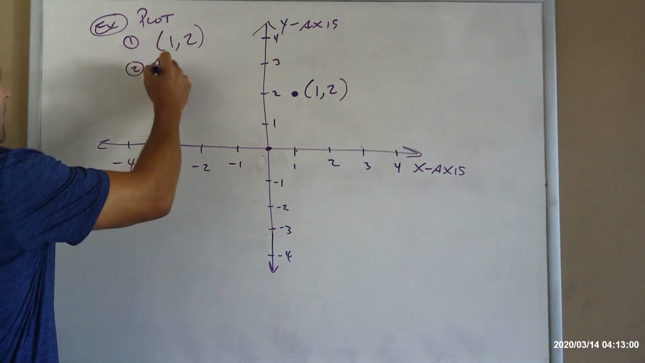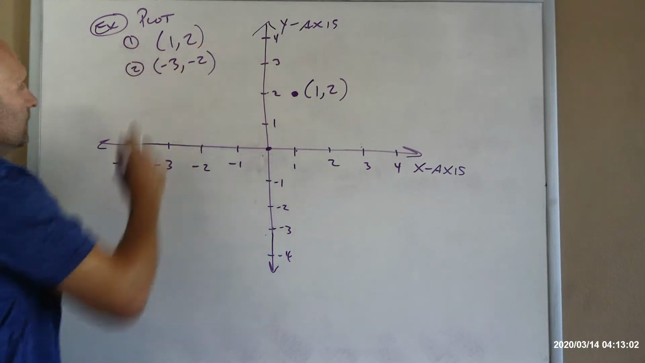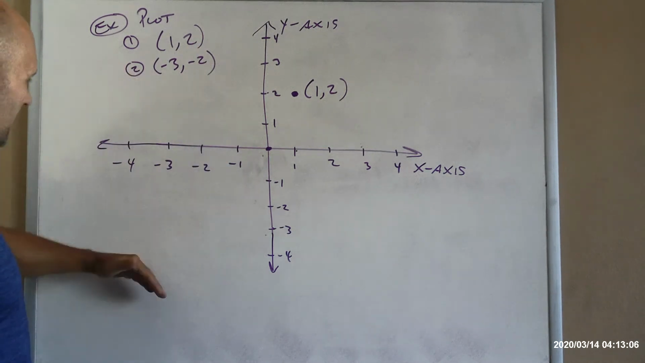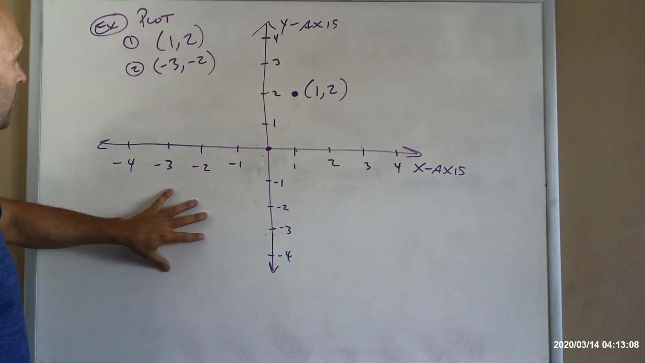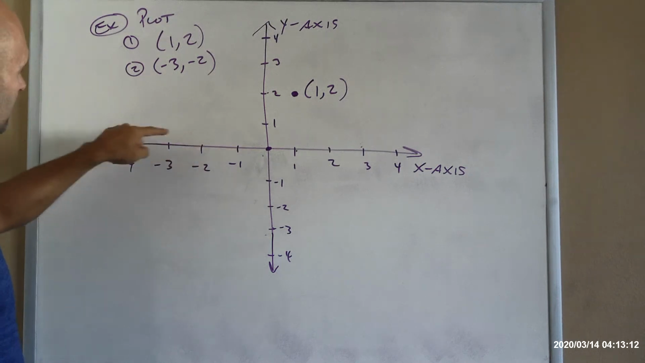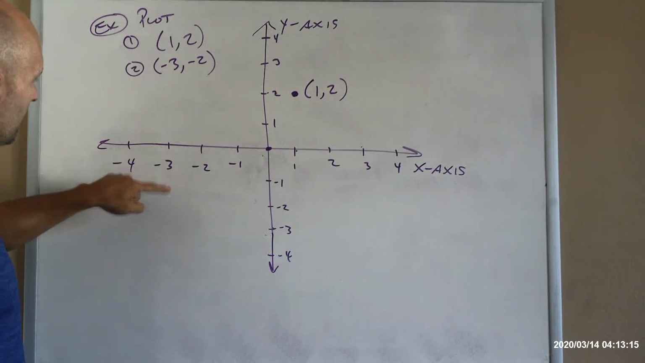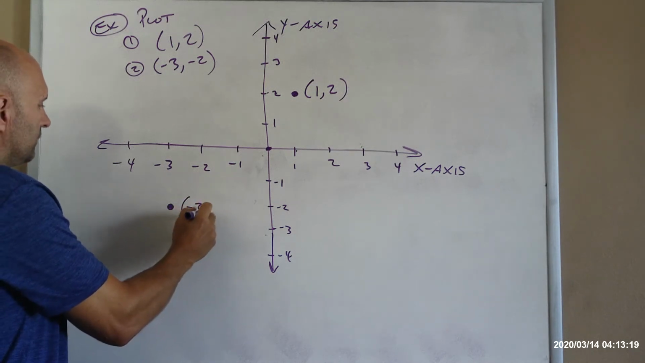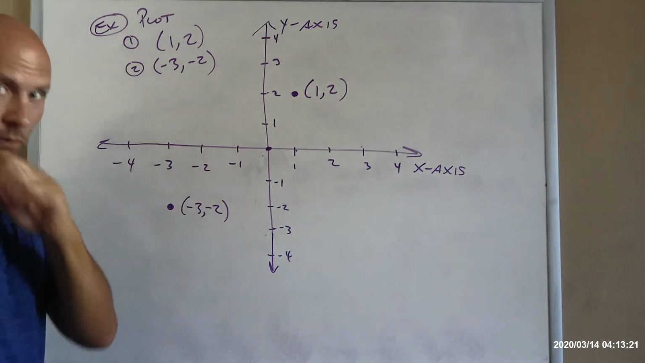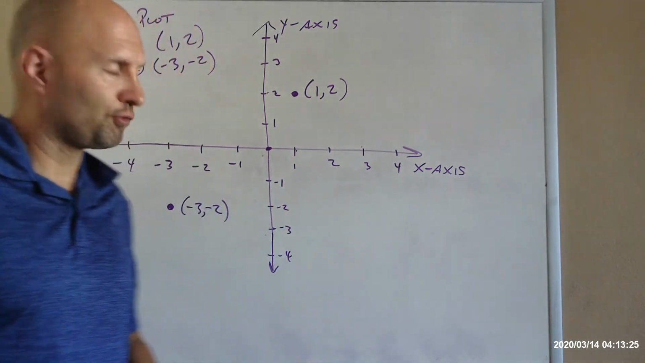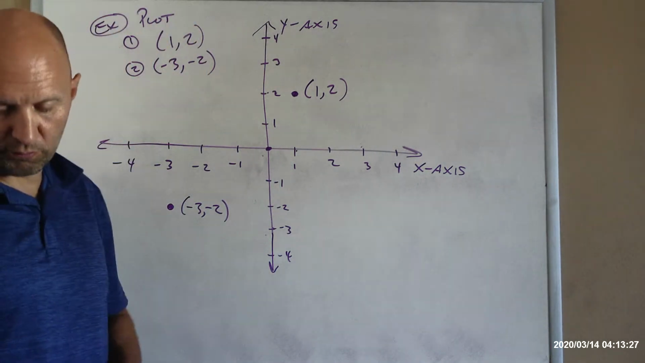How about if I plot -3, -2? Well, that's negative, negative, so I should end up in quadrant 3. So -3, that's my x value, so -3 units over and then 2 units down, so that puts me right here, -3, -2. And again, we know that quadrant 3 has negative, negative as their values, so my point should end up in quadrant 3.